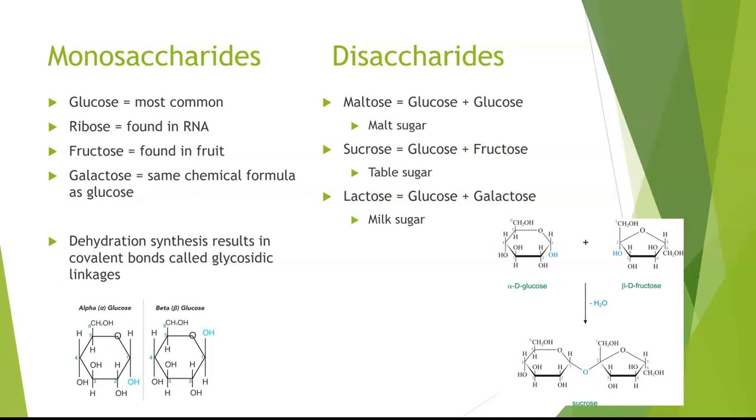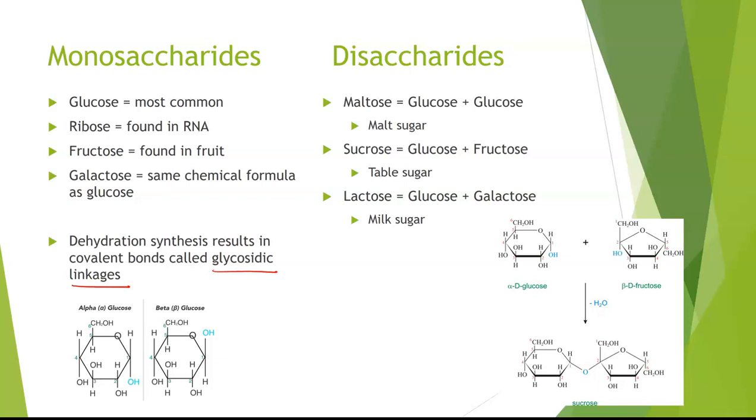Can you remember what that's called when it's the same chemical formula but a different arrangement? That is an isomer. So dehydration synthesis, when we build these molecules, right, we dehydrate to build, results in a particular type of covalent bond called a glycosidic linkage. So when you take two glucose molecules, for example, or two monosaccharides, and when we're linking them together, it's called a glycosidic linkage. So you do need to know that. That is the covalent bond that forms after dehydration synthesis.